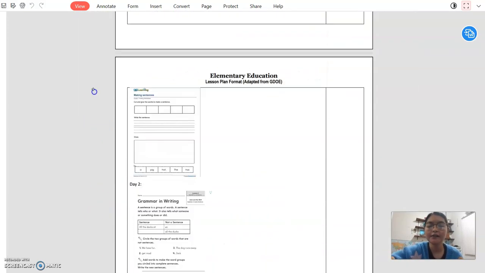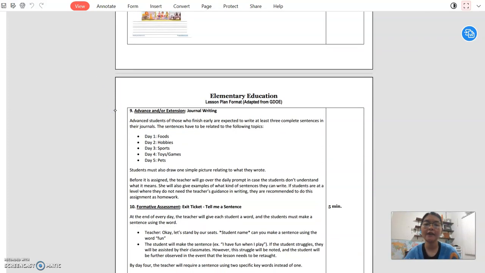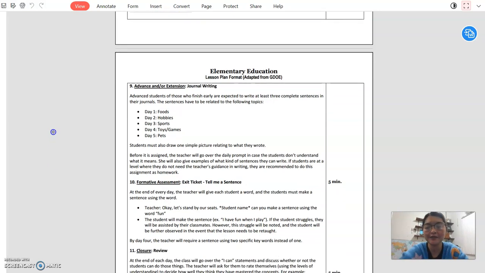Further independent practice, I have some worksheets here. For the advanced or extension, they have journal writing, and students who finish early are expected to write complete sentences using the following topics that pertain to their own lives. So this involves students tapping into their own interpersonal intelligence and evaluating their own lives.